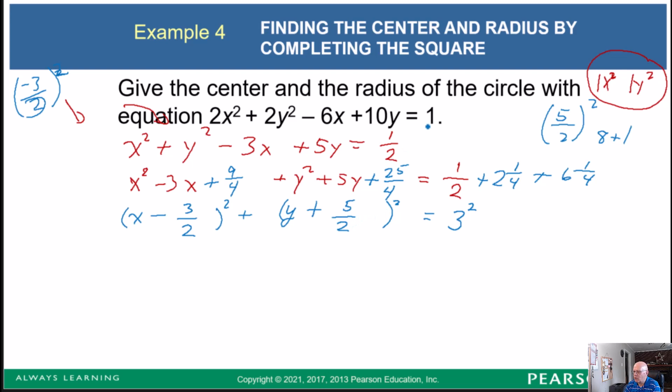We want the center and the radius. It's almost right in front of us. The center, where is it? Well, the center is 3/2 for the x. And remember, it's going to be the opposite of this 5/2 because I need y minus a negative 5/2. And there's my center. And the radius is 3. And there you go.